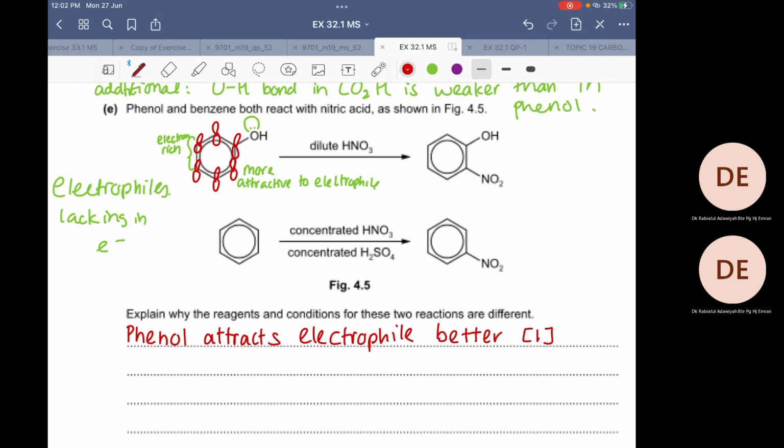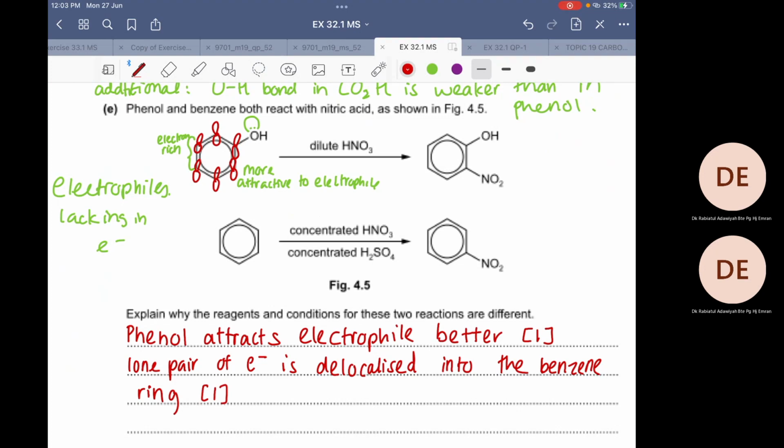Secondly, we will talk about the lone pair of electrons. We say that the lone pair of electrons is delocalized into the benzene ring. It now becomes a part of the delocalized system. And because of this, the electron density in the ring increases. Okay?